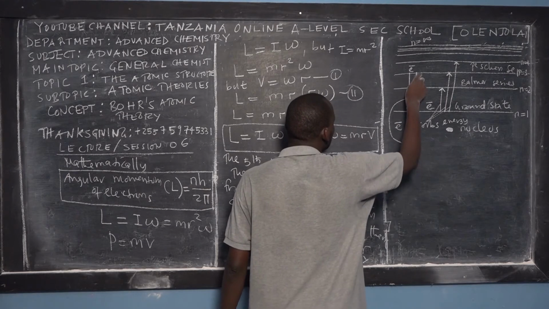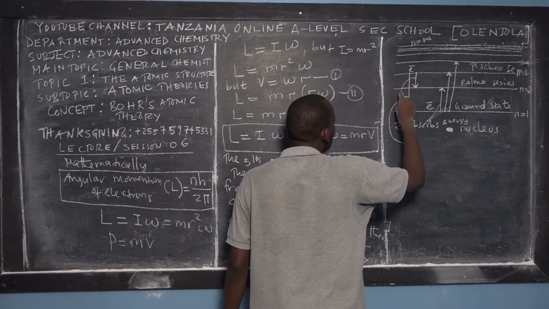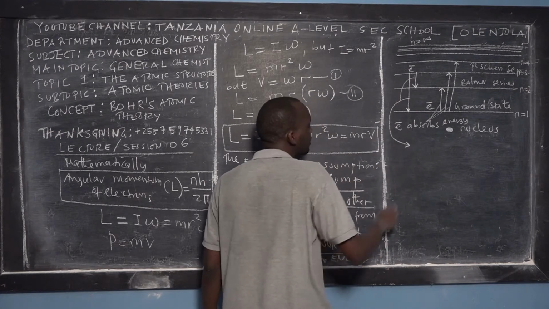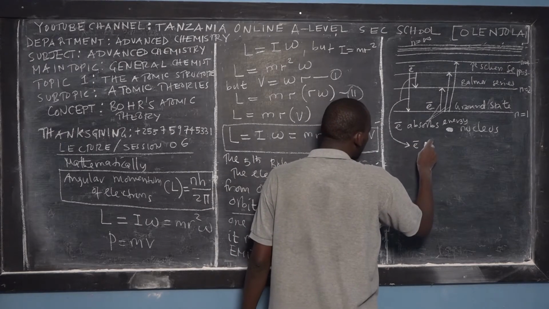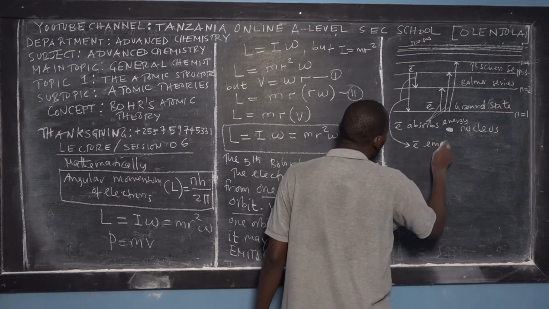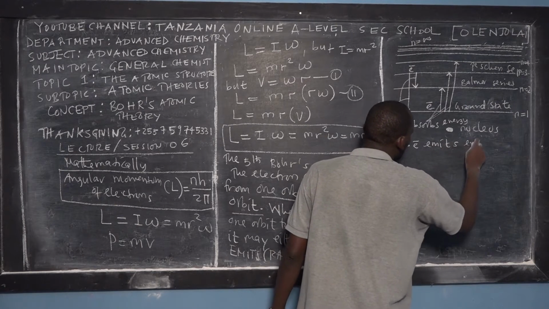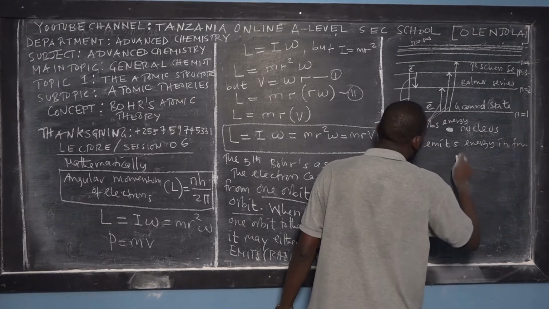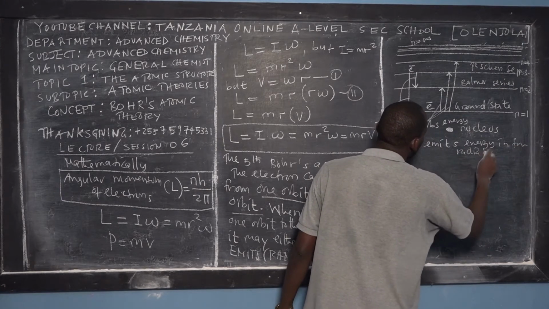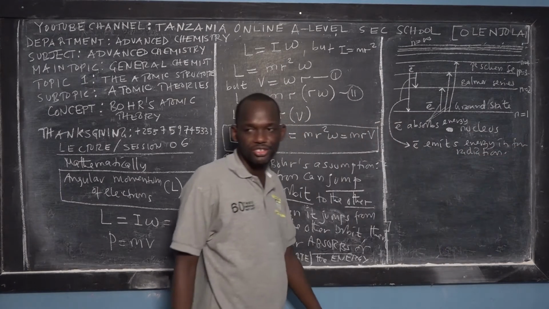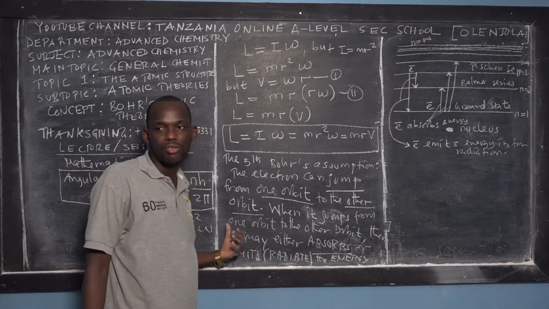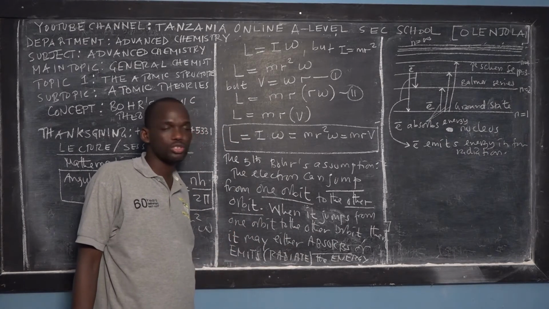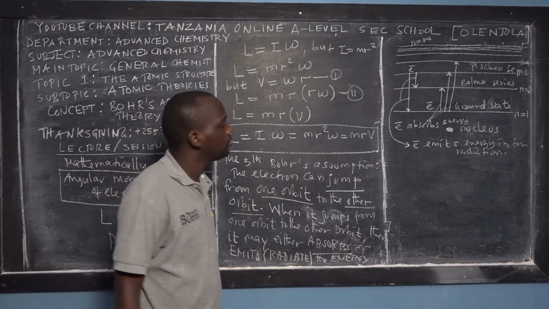So in this case and this case, most of these cases, the electron emits energy in the form of what? In the form of radiation. Right? In the form of radiation. So that means what? Of Bohr's fifth postulate. Right?